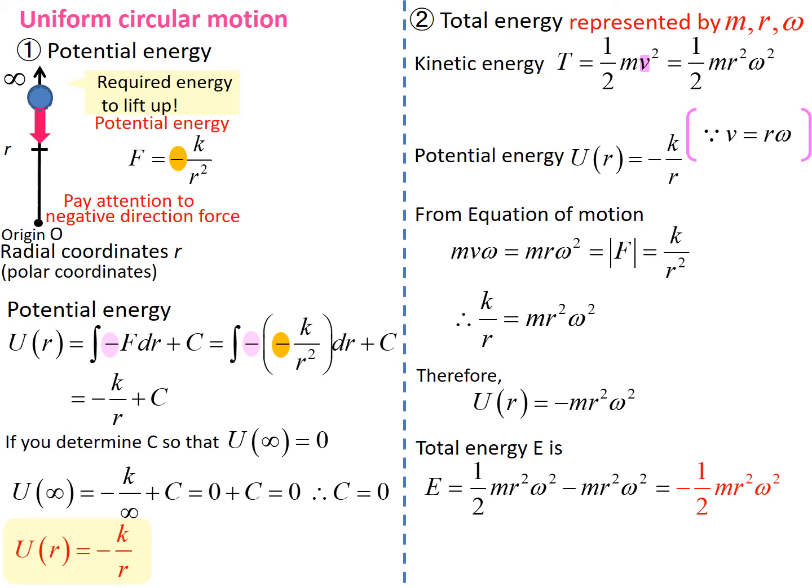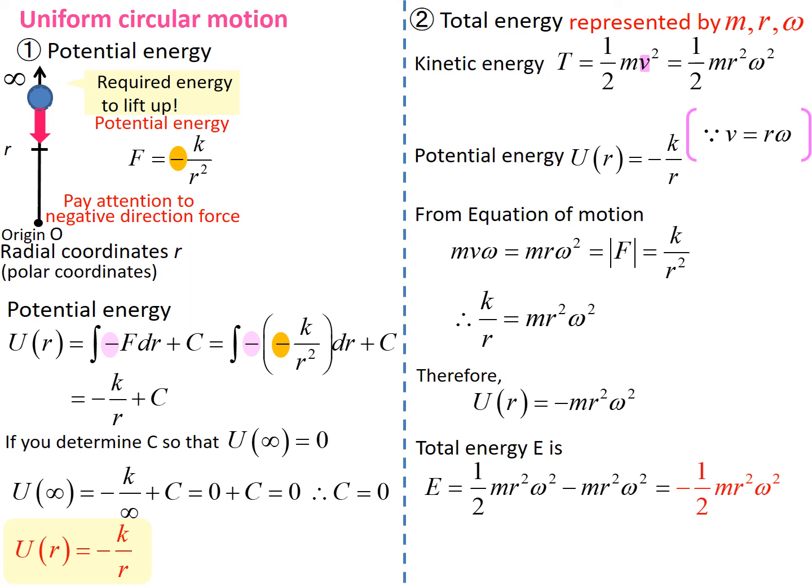To express the energy only using m, r, and omega, k is removed from the equation of motion. m v omega equals m r omega² equals the magnitude of F, which equals k/r². If you move one r from the r² to the left, you will see that k/r equals mr² omega². Substituting this in the equation U equals -k/r, we obtain U as -mr² omega².